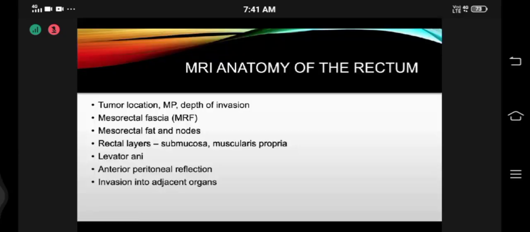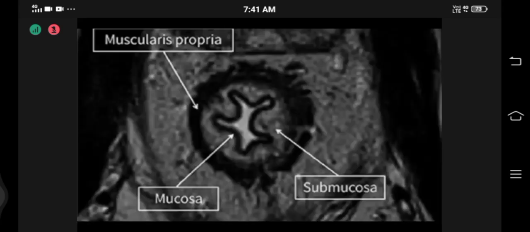And now we'll go to the MRI anatomy of the rectum, and we'll see where the tumor is located, how to identify the depth of invasion, the mesorectal fascia, what the mesorectal fascia is, how to identify the MRF, mesorectal fat and nodes, and the rectal layers: submucosa, muscularis propria, levator ani, and anterior peritoneal reflection and invasion of adjacent organs.